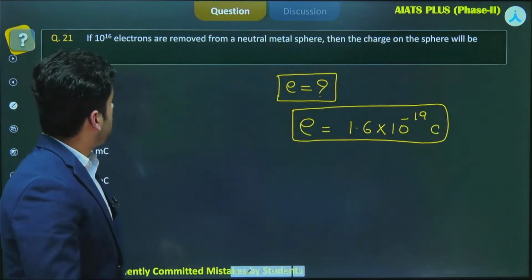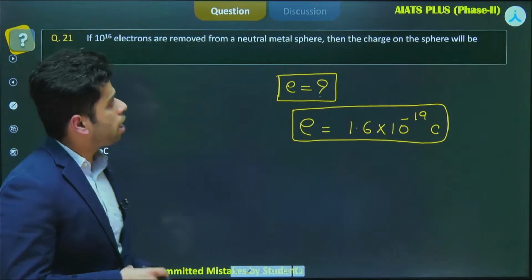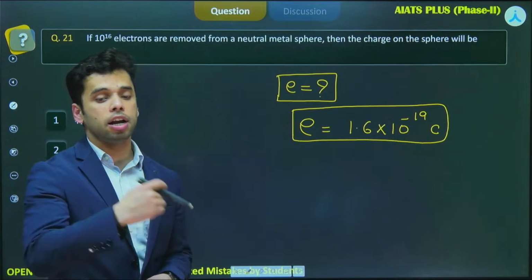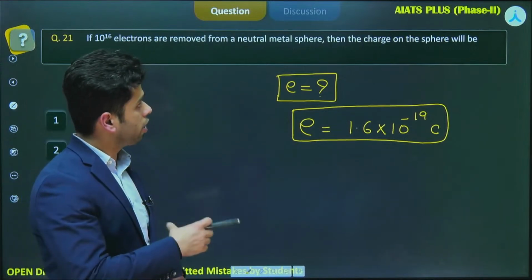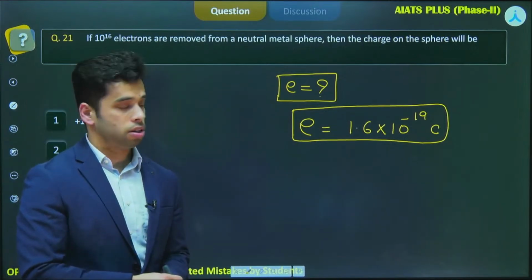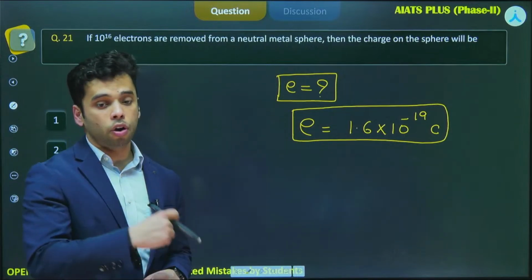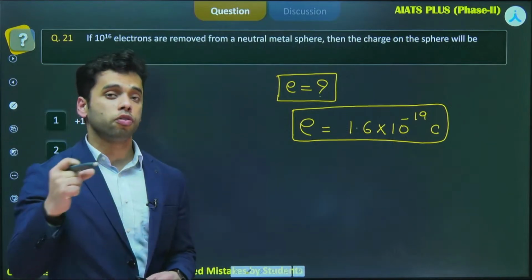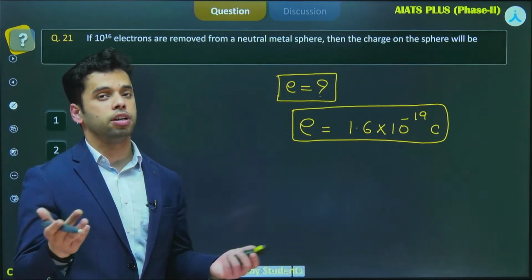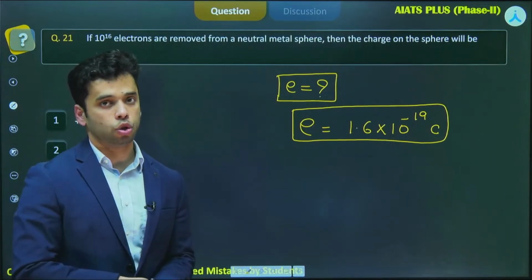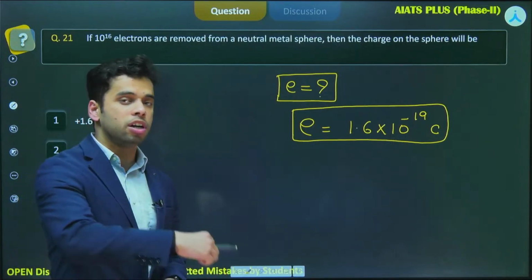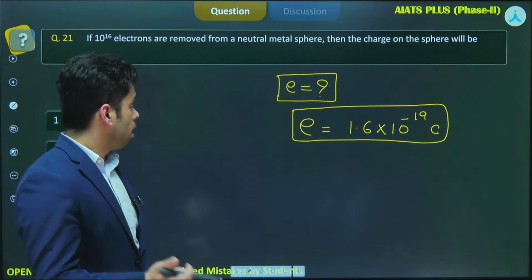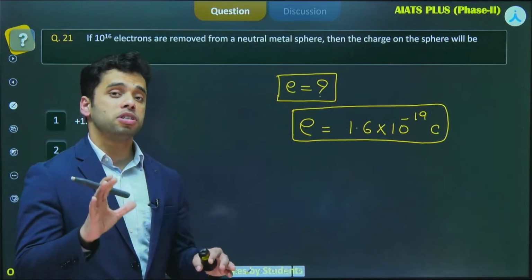Now dear students, 10 raised to the power 16 electrons are removed from the neutral metal sphere. Now if you are removing the electron, then will the sphere be positively charged or negatively charged? If you are removing the electron from a neutral metal sphere, definitely the sphere is going to get positively charged, not negatively charged. Because you are removing the negative charge, it means that the positive charge is going to increase. So definitely the sphere is going to be positively charged.